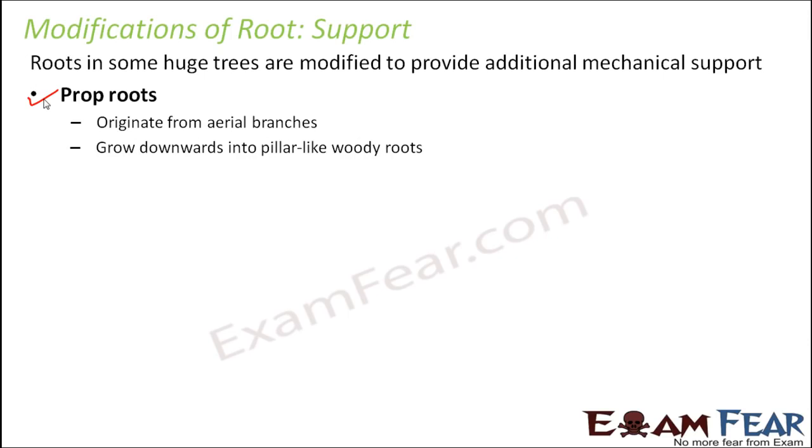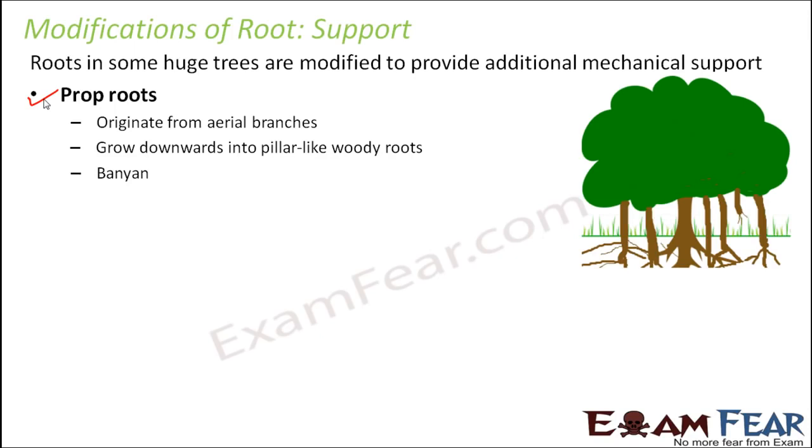Now, are you able to imagine which roots I am talking about? Purposefully, I am not showing you the photograph right now because I want you to imagine it yourself. But which plant am I talking about? I mean, the roots will arise from the branches, and then those roots will start growing in the downward direction. It will reach the soil and then fix itself inside the soil. So that means it will provide additional support. Try to visualize. You are right. I am talking about the banyan tree.